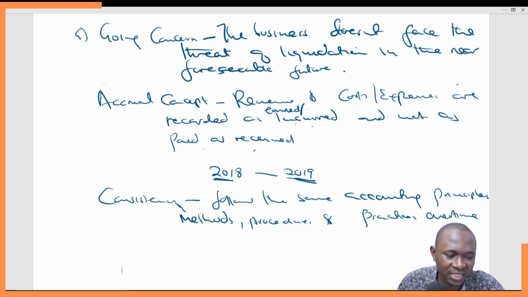That will be inconsistency. Consistency demands that the way we handle a certain transaction this year should be the same way we are going to handle it the following years, which should also be the same way we are going to handle it the other year. Unless there's a very good reason to deviate from that reasoning, then we should continue doing the same things that we were doing before.